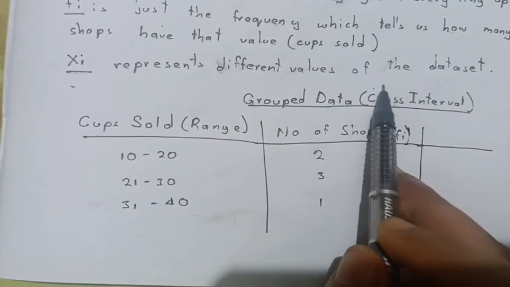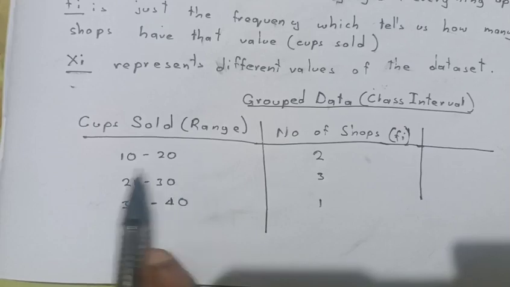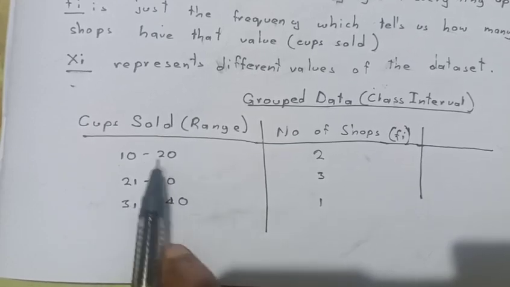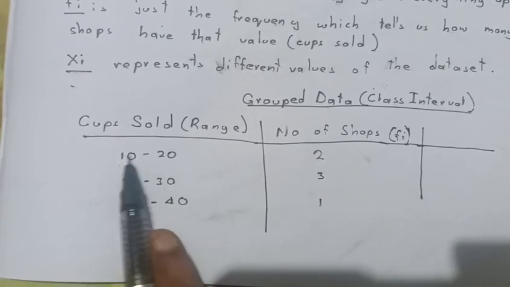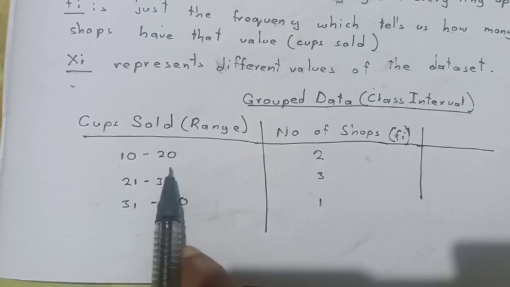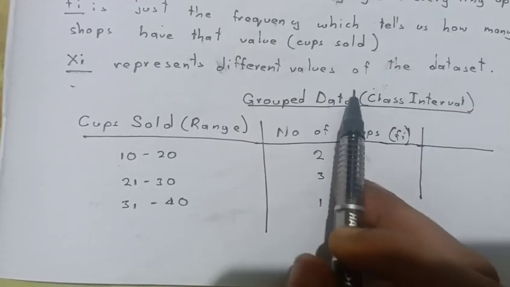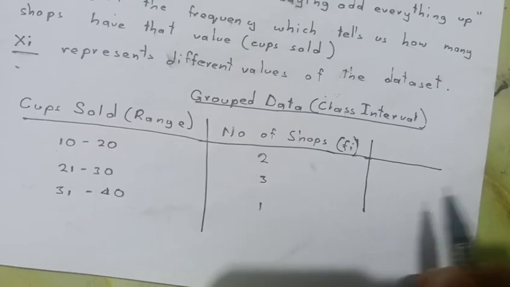First let's know what is class. Each group, 10 to 20, is called a class. One class, 21 to 30 another class, 31 to 40 another class. Interval means the range, 10 to 20. The gap between these two values is called the interval. That's why group data is called class interval.